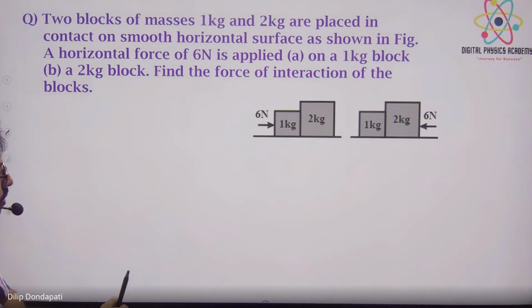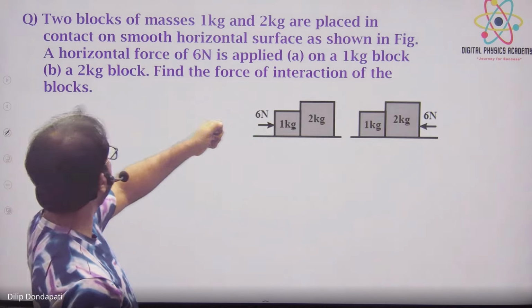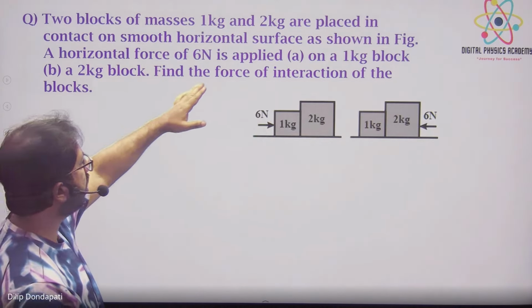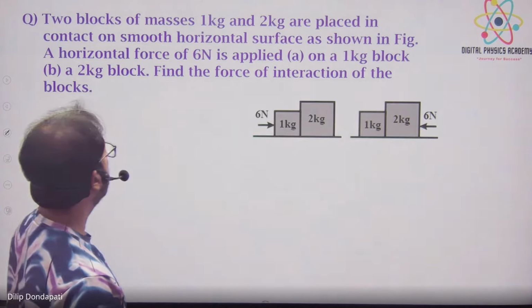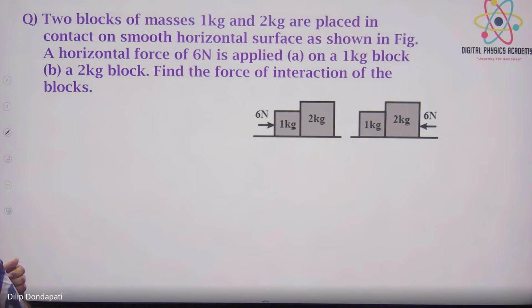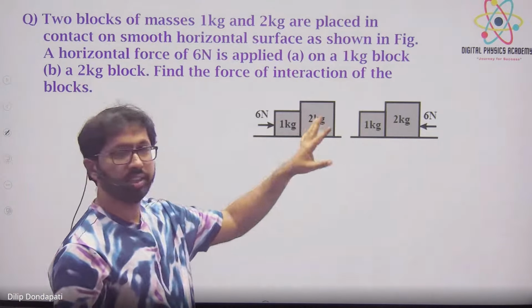ट्राई करो अभी. जेई में questions करने वाले, then that time we should be very clear. Two blocks of masses this much are placed in contact on a smooth horizontal surface. A horizontal force of 6 newtons is applied on 1 kg here, and here I'm applying on 2 kg. Two different cases. Find the force of interaction between the blocks. Force of interaction between the blocks means normal action, find करो.